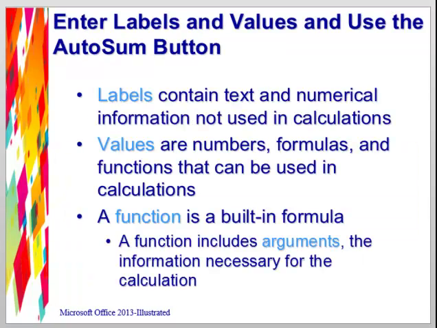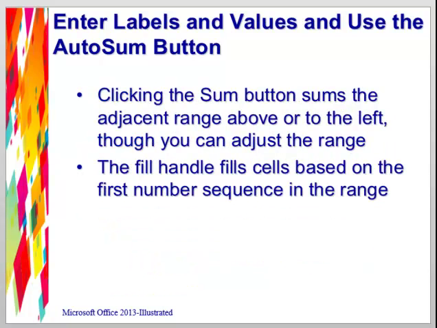So you need to enter labels and values and possibly use the auto sum button, which is a great way to add columns without having to write a formula. The labels contain text and numeric information not to be used in the calculation, and the values are the numbers that the formulas and the functions are supposed to act on. A function is a built-in formula. A function includes arguments and the information necessary to perform the calculation that needs to be done.